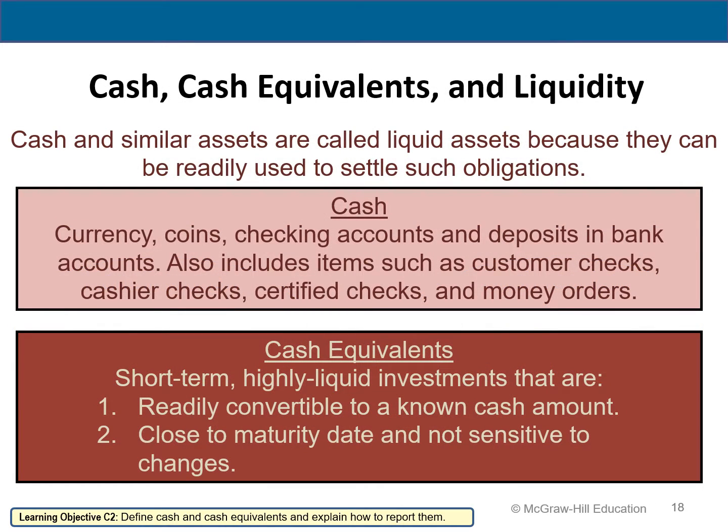All right, so cash and similar assets are called liquid assets because they can be readily used to settle such obligations. So cash is considered currency, coins, checking accounts, deposits, and bank accounts. It also includes customer checks, cashier's checks, certified checks, and money orders. Cash equivalents are short-term, highly liquid investments that are readily convertible into cash, and the maturity date is close, and it's not sensitive to changes. Okay.